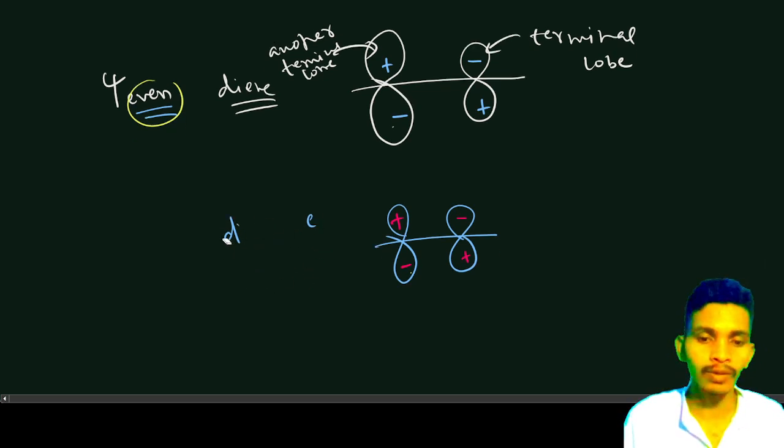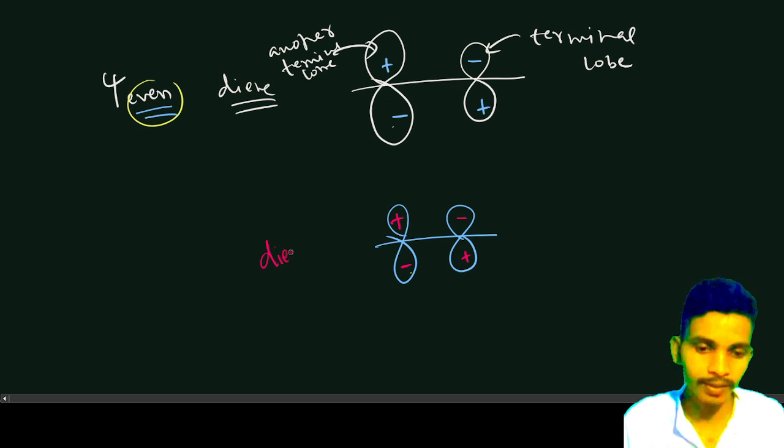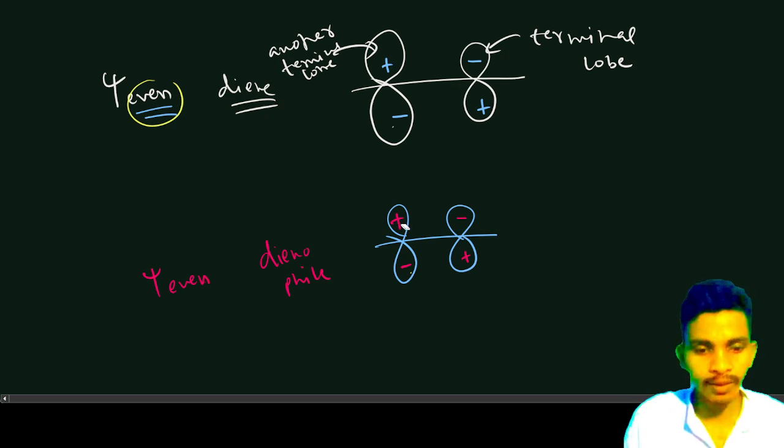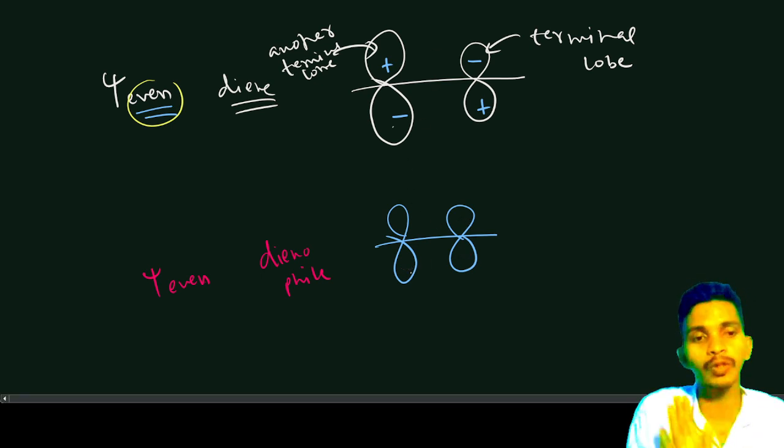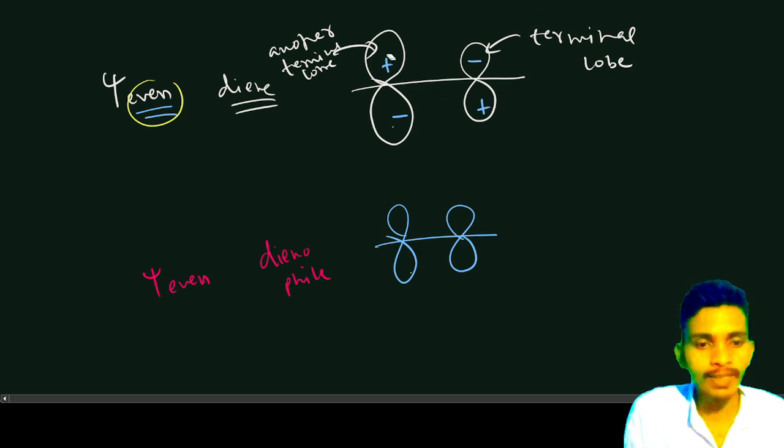Okay. So if the diene is even and the dienophile is also even, this is also even, then what will this do? We look at the possible orientations. If this is negative and this is positive, then this has to be positive and this has to be negative. Now the interaction is possible.